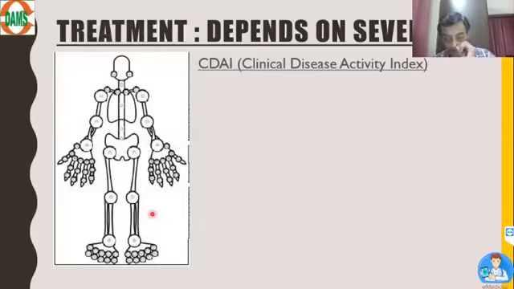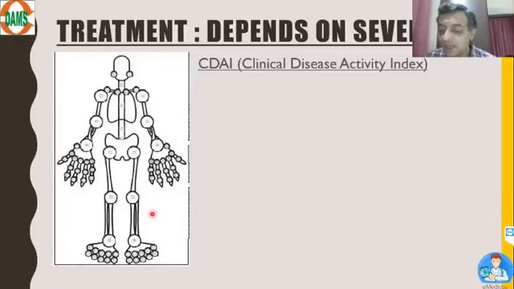The treatment depends on the severity. Please remember, the EULAR score only confirms diagnosis, it does not tell you how bad the disease is. It tells you only the diagnosis, not the severity. The most preferred score for severity is the clinical disease activity index.